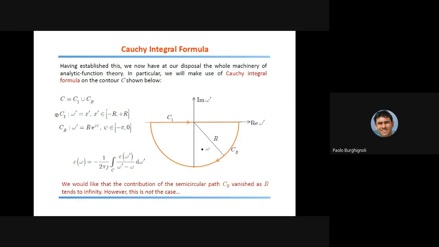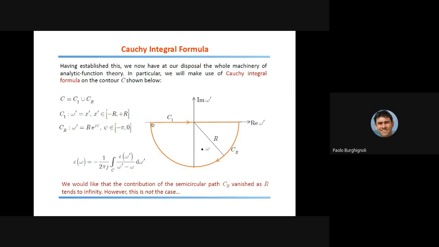Here you can see the parametric representations of C1 and CR, where C1 is parameterized by x prime that goes from minus capital R to plus capital R, and R is a number that we will ultimately let go to infinity, whereas CR is parameterized by the angle psi, which goes from 0 to minus pi, according to the clockwise direction.